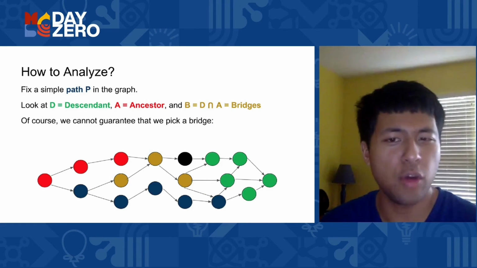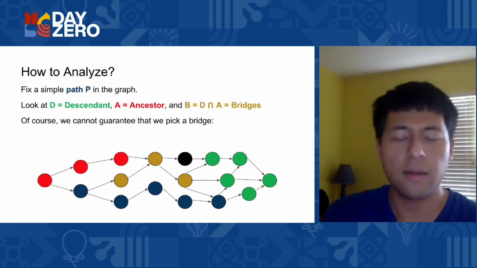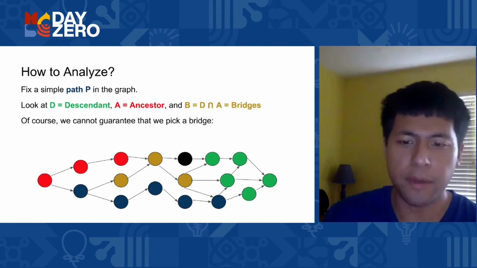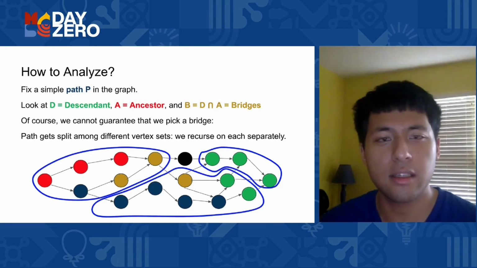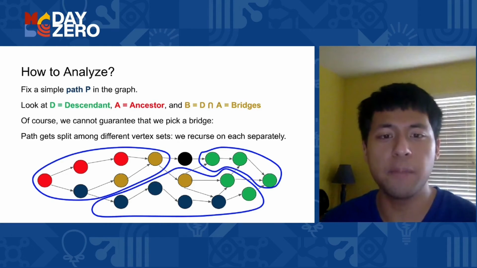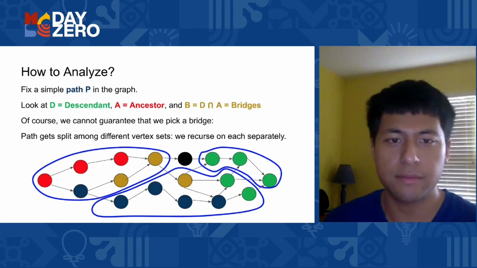So what if we don't pick a bridge vertex? How can we still guarantee that this algorithm is making good progress? Think about what happens when you don't pick a bridge. Now we're going to recurse on 3 pieces. So the path will get split between multiple pieces, and then we'll recurse.